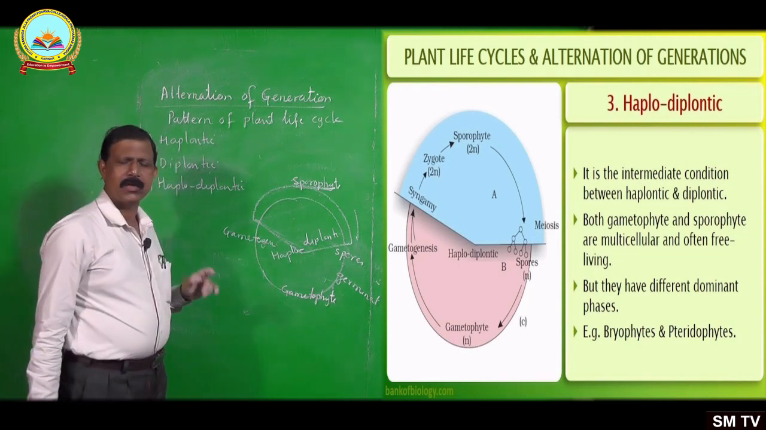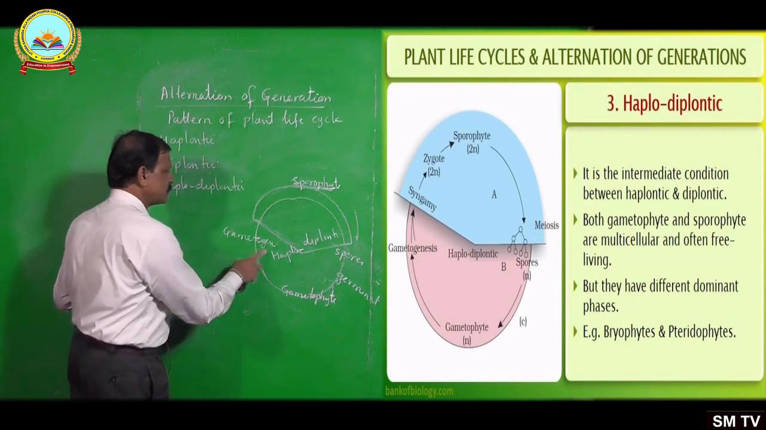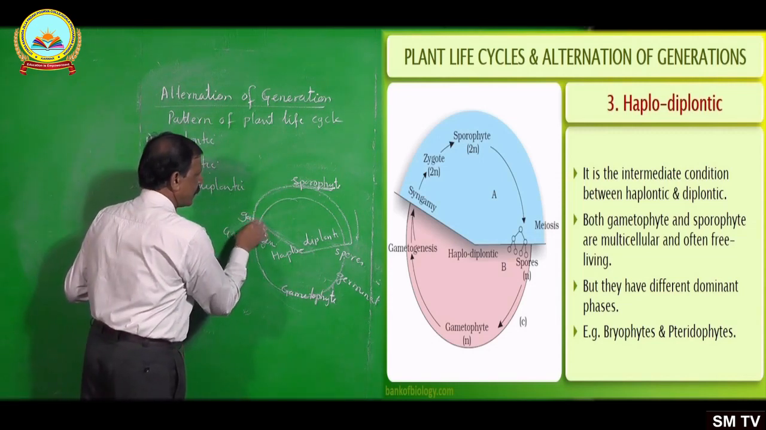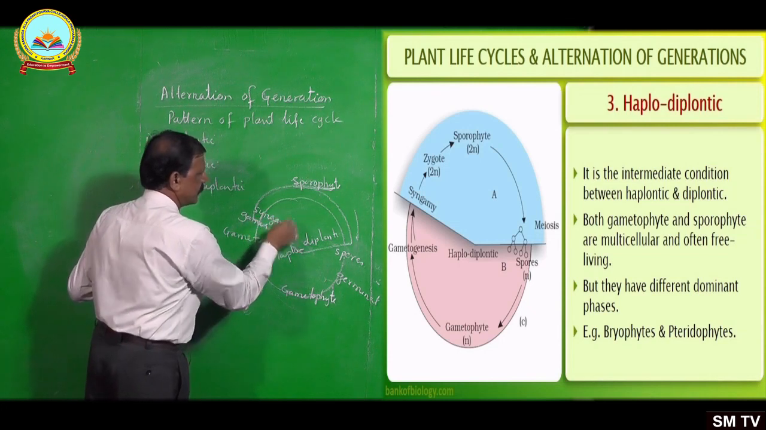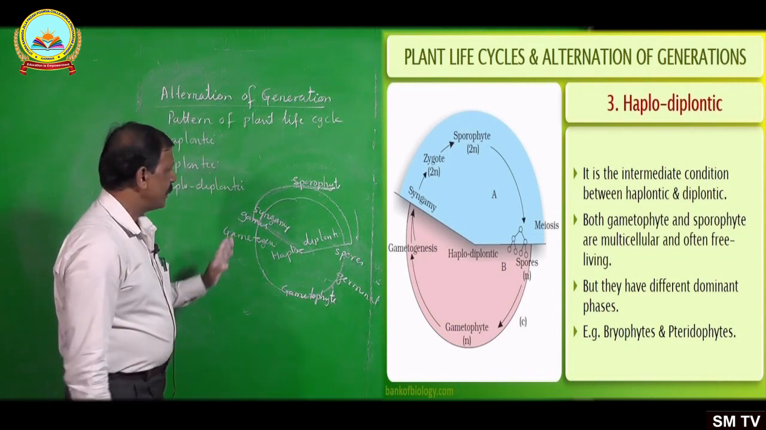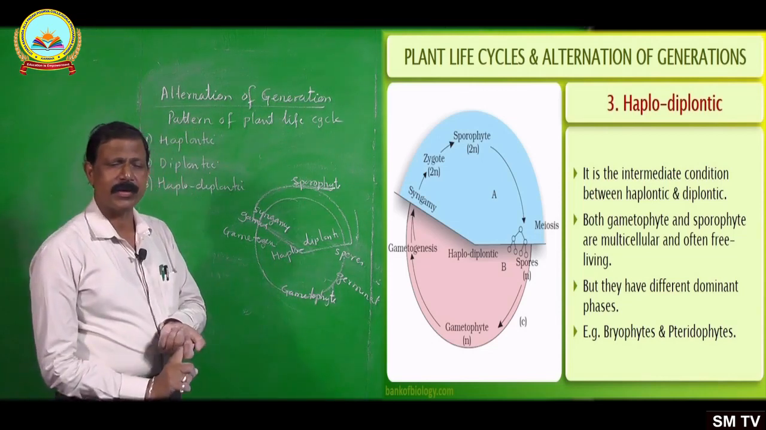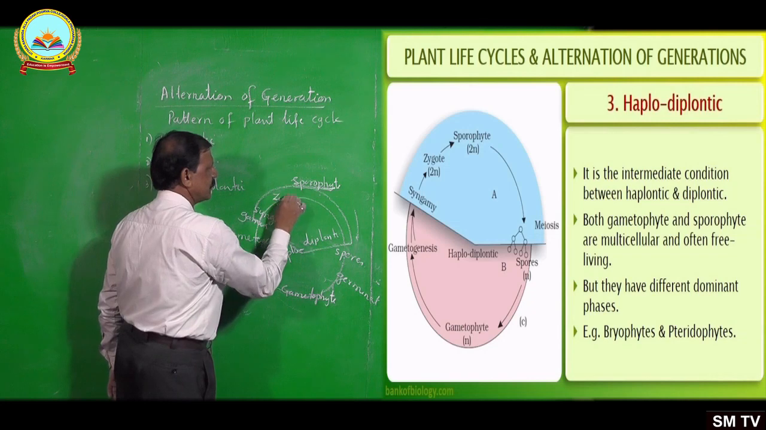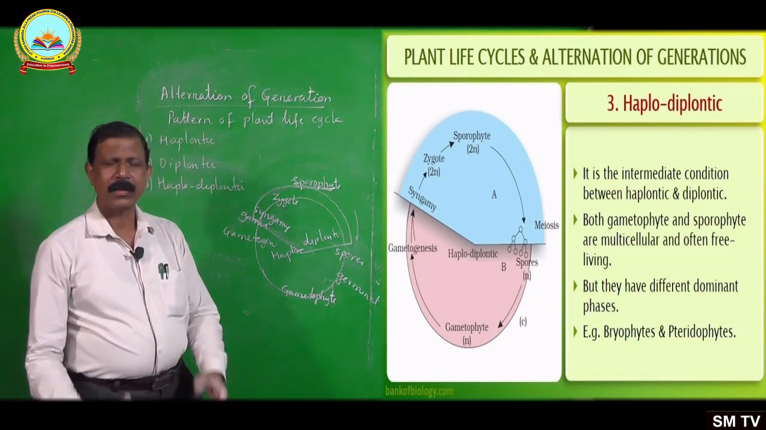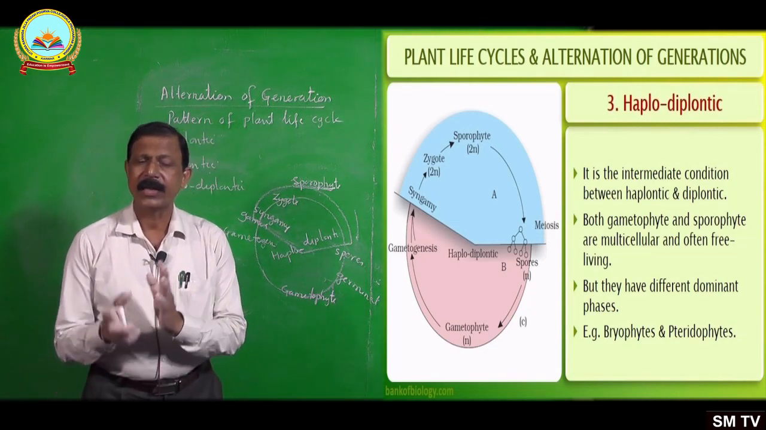By gametogenesis, the process in which gametes are formed, and these gametes undergo syngamy. Syngamy means fusion of the male and the female gamete, and that results in the formation of the zygote. When the zygote is formed, the sporophyte develops again, and it is diploid.